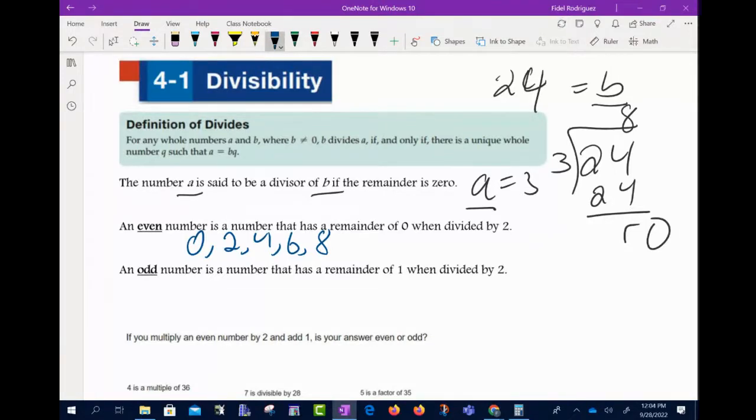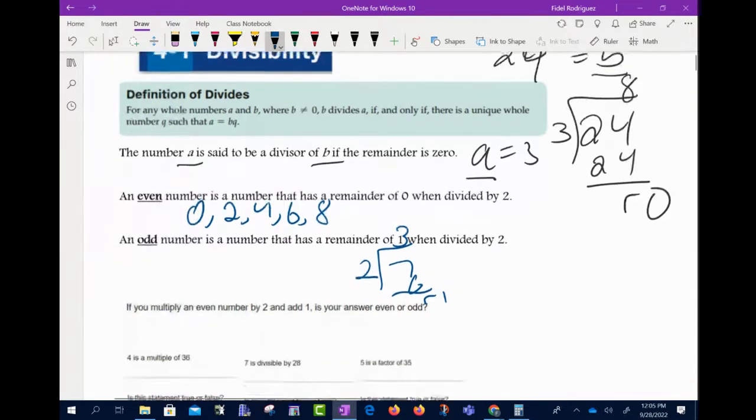Okay? So an odd number is a number that has a remainder of 1 when we divide it by 2, right? So if I think of the number 7, when I divide it by 2, it goes in 3 times. That's 6 with a remainder of 1, right? So that's what we mean by odd numbers. They all have a remainder of 1, okay?